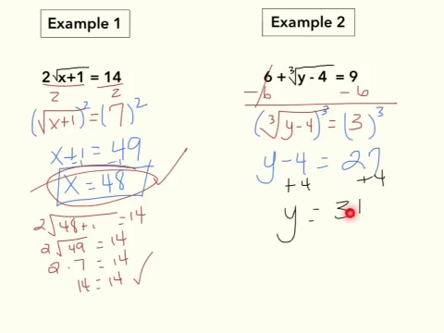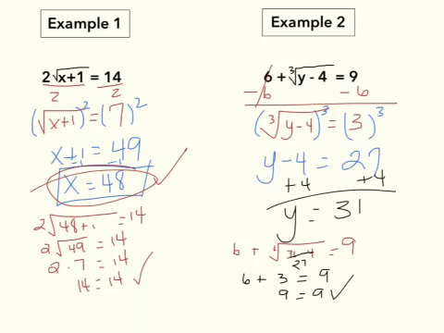Now, last step is to remember to go back and plug 31 into here and make sure that it works. So I have 6 plus the cubed root of 31 minus 4 equals 9. 31 minus 4 is 27. And the cubed root of 27 is 3. And 6 plus 3 is 9. So because that checks out, y equals 31 is definitely a solution.